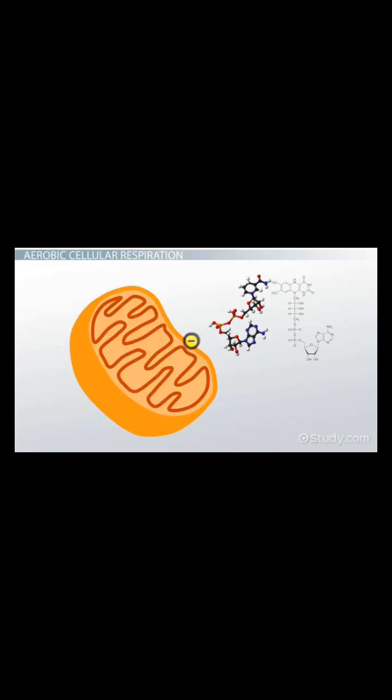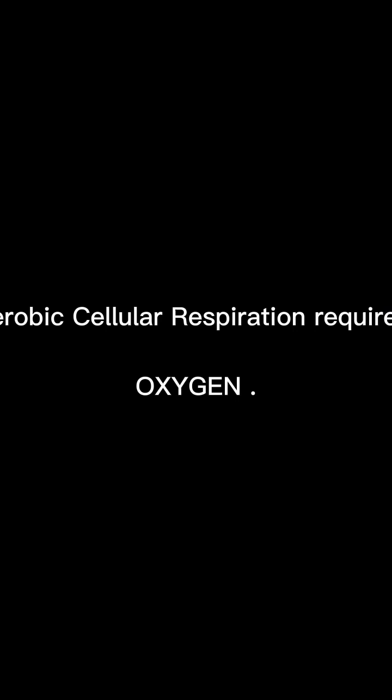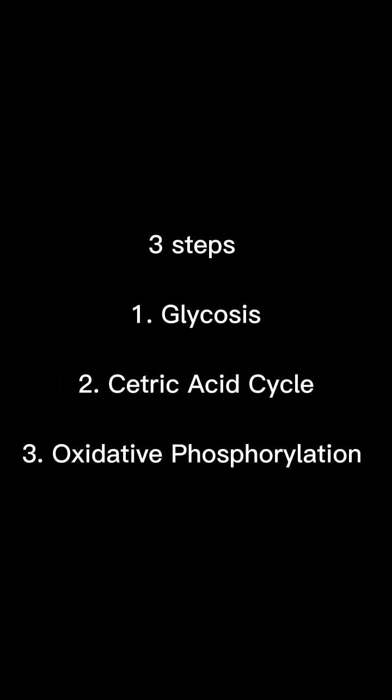Aerobic cellular respiration is a cellular respiration that requires oxygen. There are three main steps to this process: the glycolysis, the citric acid cycle, and the oxidative phosphorylation. Here we will look at each step in more detail.